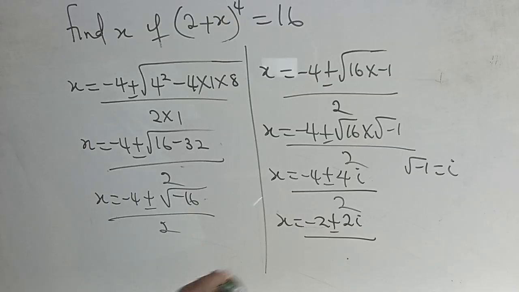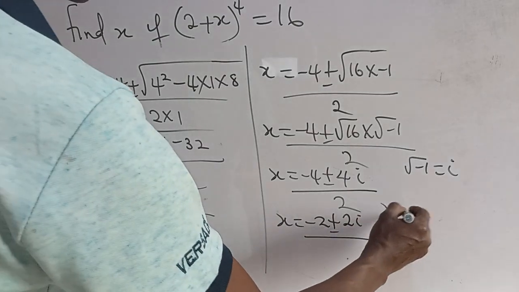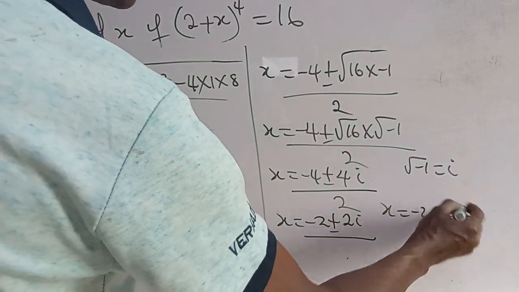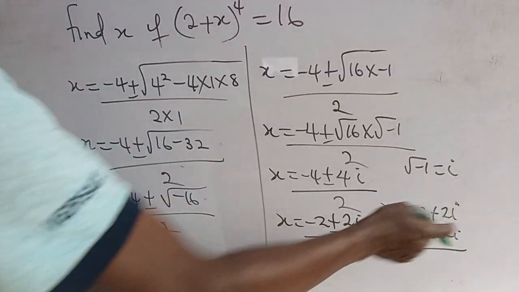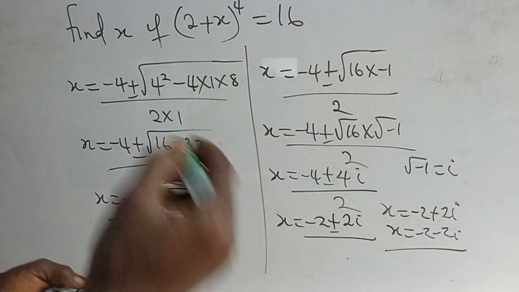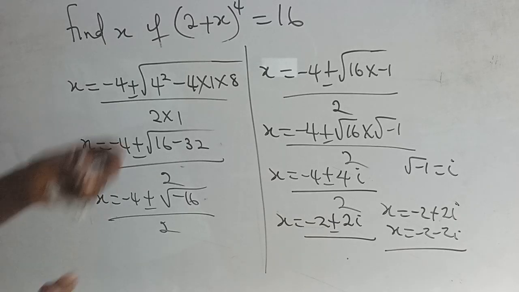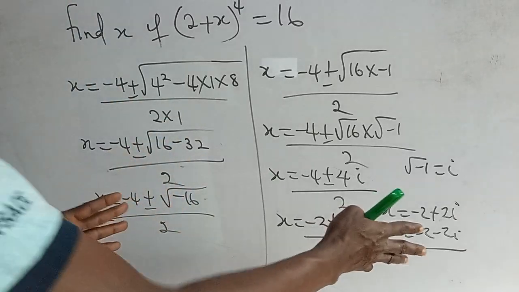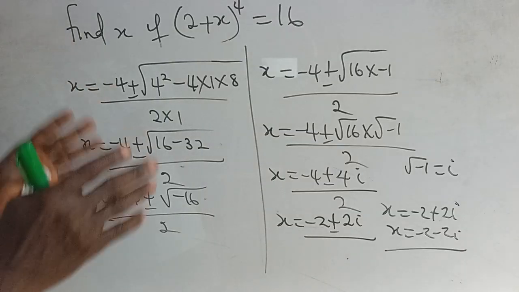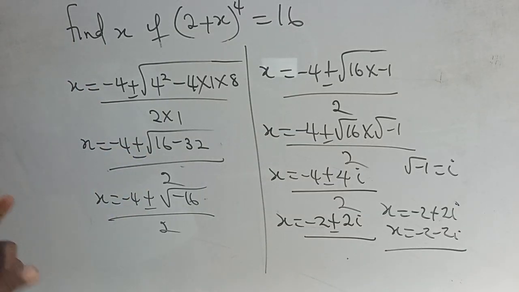So in this case now, we have two values: x equals minus 2 plus 2i, and x equals minus 2 minus 2i. And the other one we have is x equals 0 or minus 4. We have two values in the first one and two values in the second one. So our x must have 4 roots, like I told you.